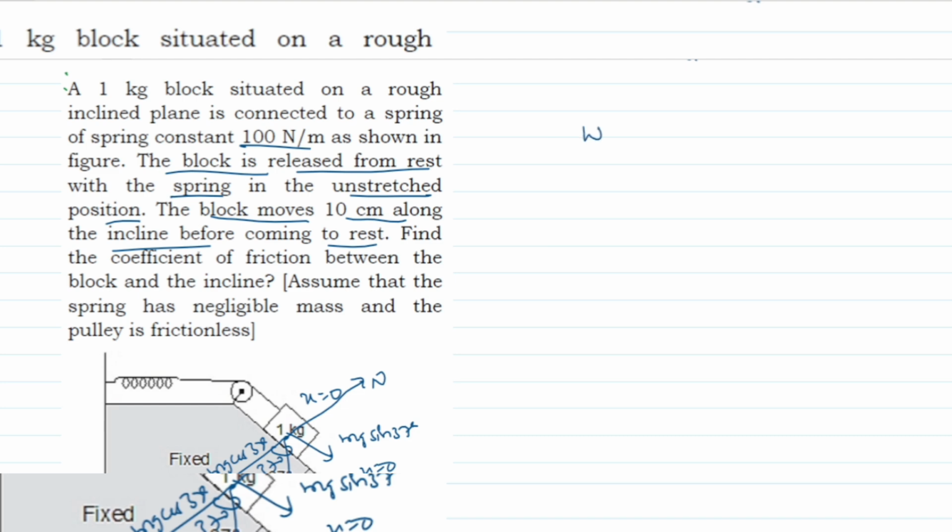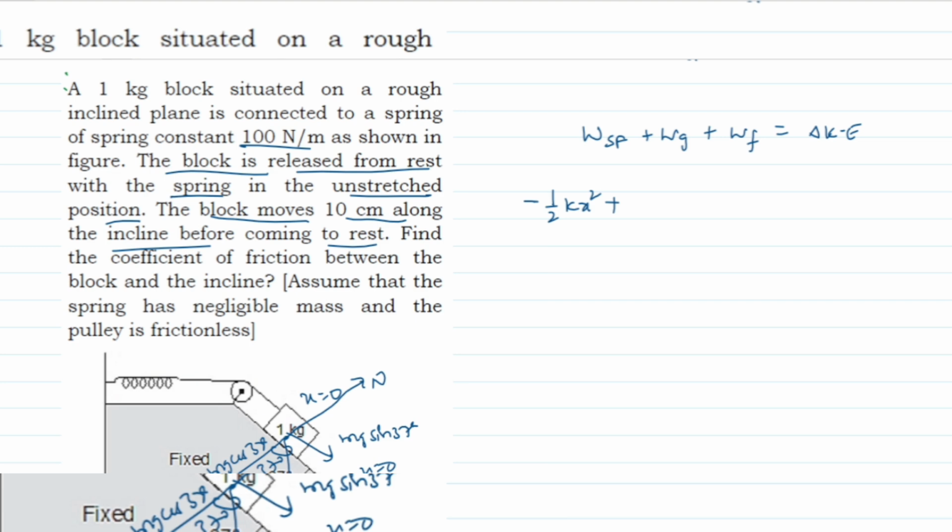So here we can talk work done by the spring force plus work done by the gravitational force plus work done by the frictional force, which will be equal to change in kinetic energy of the system. So work done by the spring force is nothing but, when you are releasing, spring force is a conservative force, so it stores some energy. Work done by the spring force is nothing but the elastic potential energy stored in the spring, that is minus half kx square.